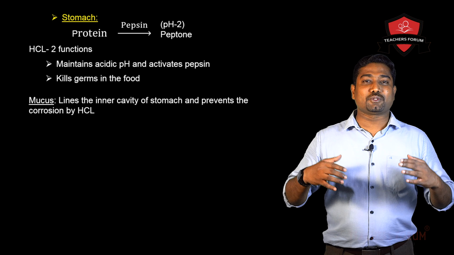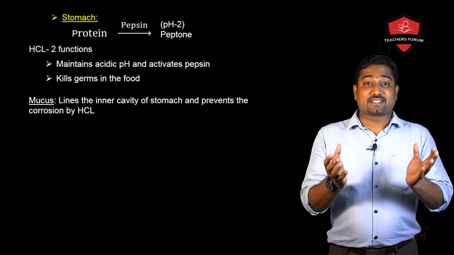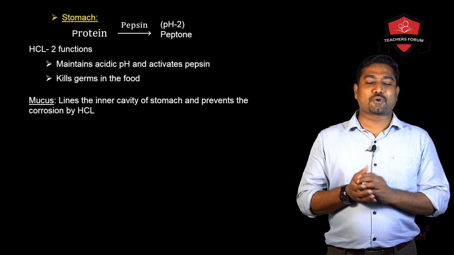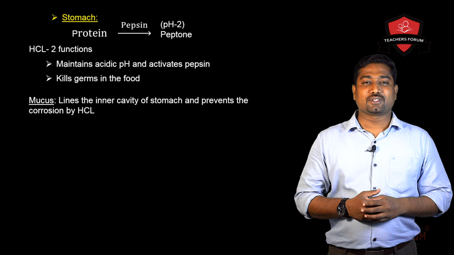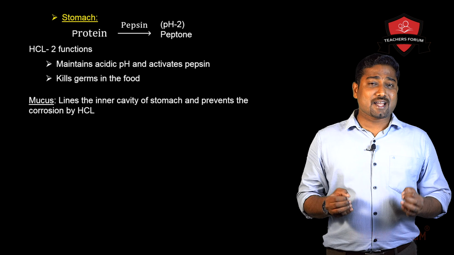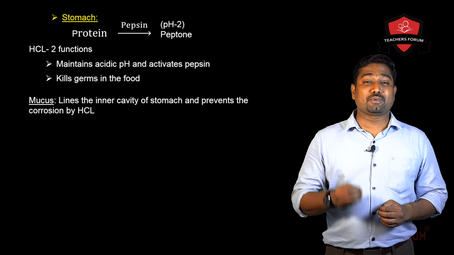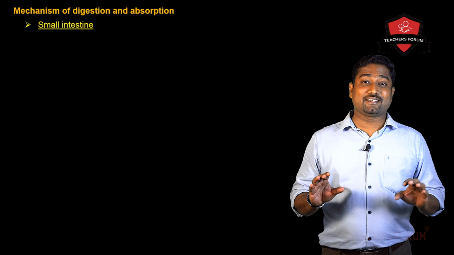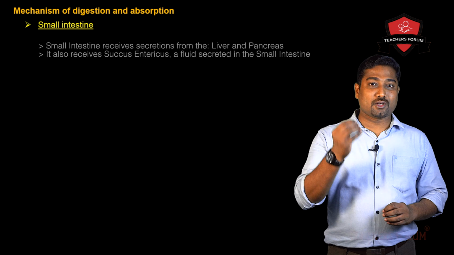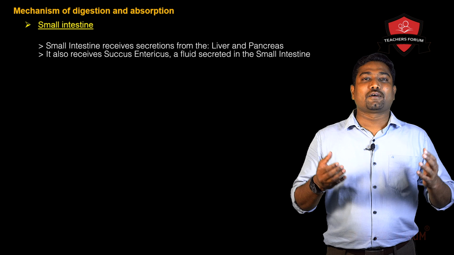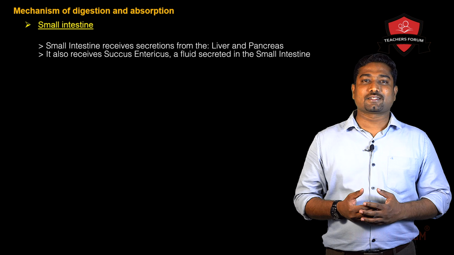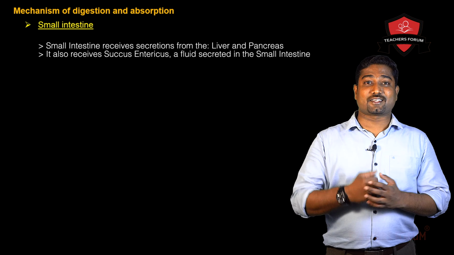Now lipids need to be digested. So as the partially digested food passes from the stomach, it now enters the small intestine. The partially digested food which exits the stomach is called chyme. Chyme now enters the final destination of digestion, that's our small intestine. The small intestine is the site of ultimate final digestion and absorption. The small intestine receives secretions from the liver, pancreas, and of course the succus entericus.